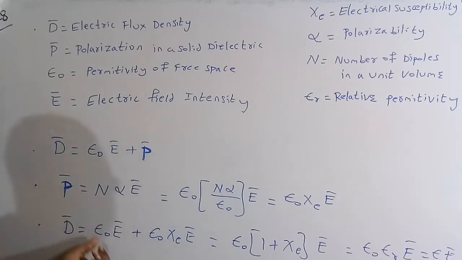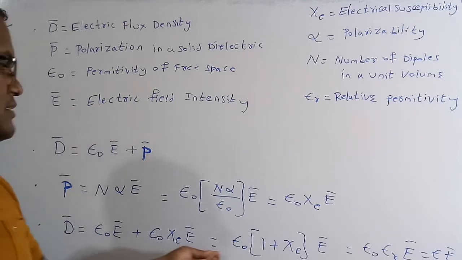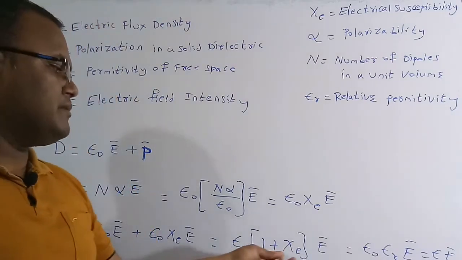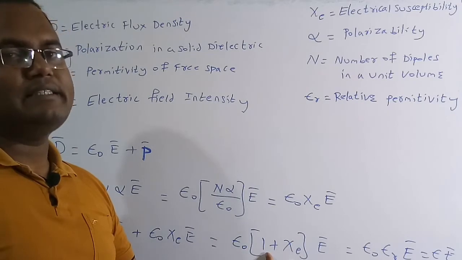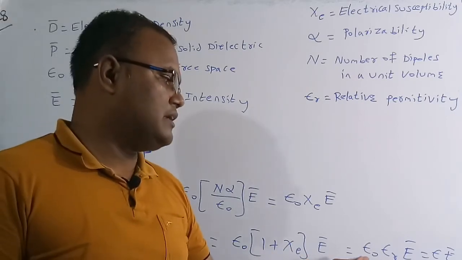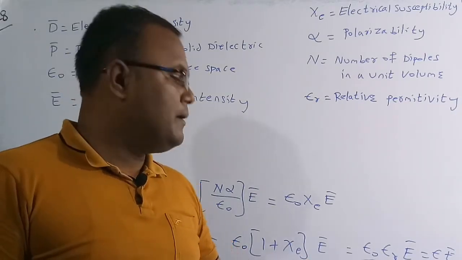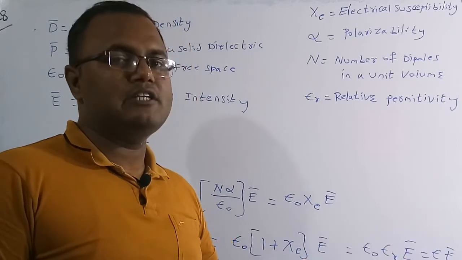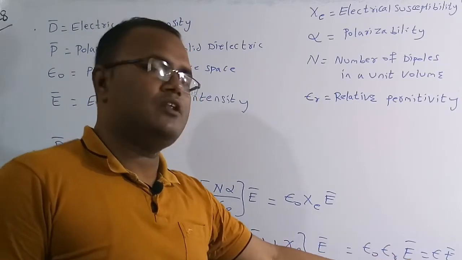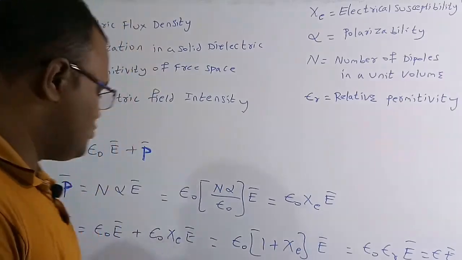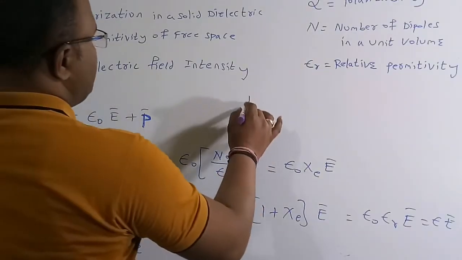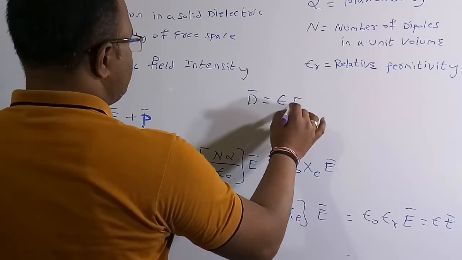Finally we get D bar equal to epsilon naught E bar plus epsilon naught Xe into E bar. The common part is epsilon naught E bar. If you take these outside, we get 1 plus Xe. 1 plus Xe is called the relative permittivity, epsilon r. So epsilon naught into epsilon r into E bar. But epsilon naught into epsilon r is nothing but epsilon. So epsilon into E bar. Finally we can say D bar is equal to epsilon into E bar.